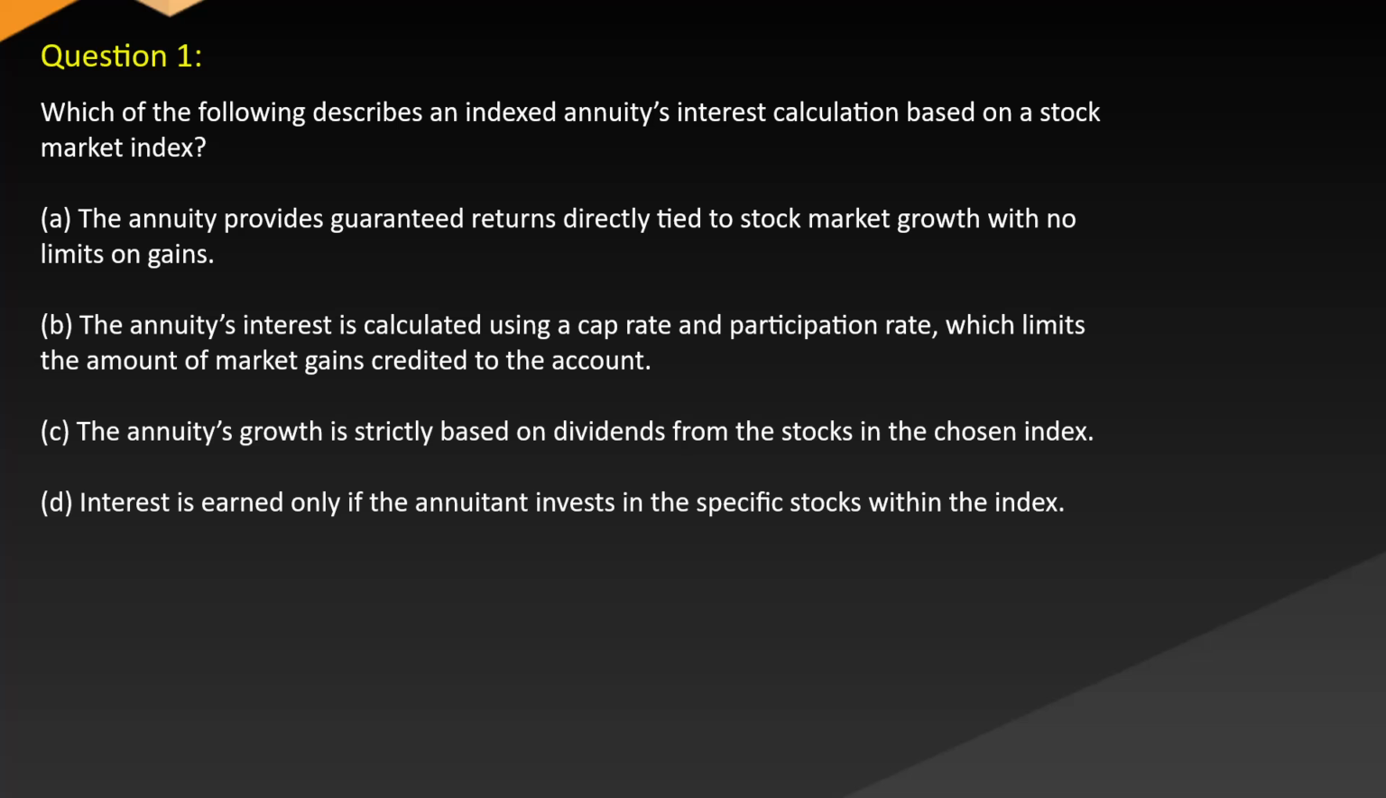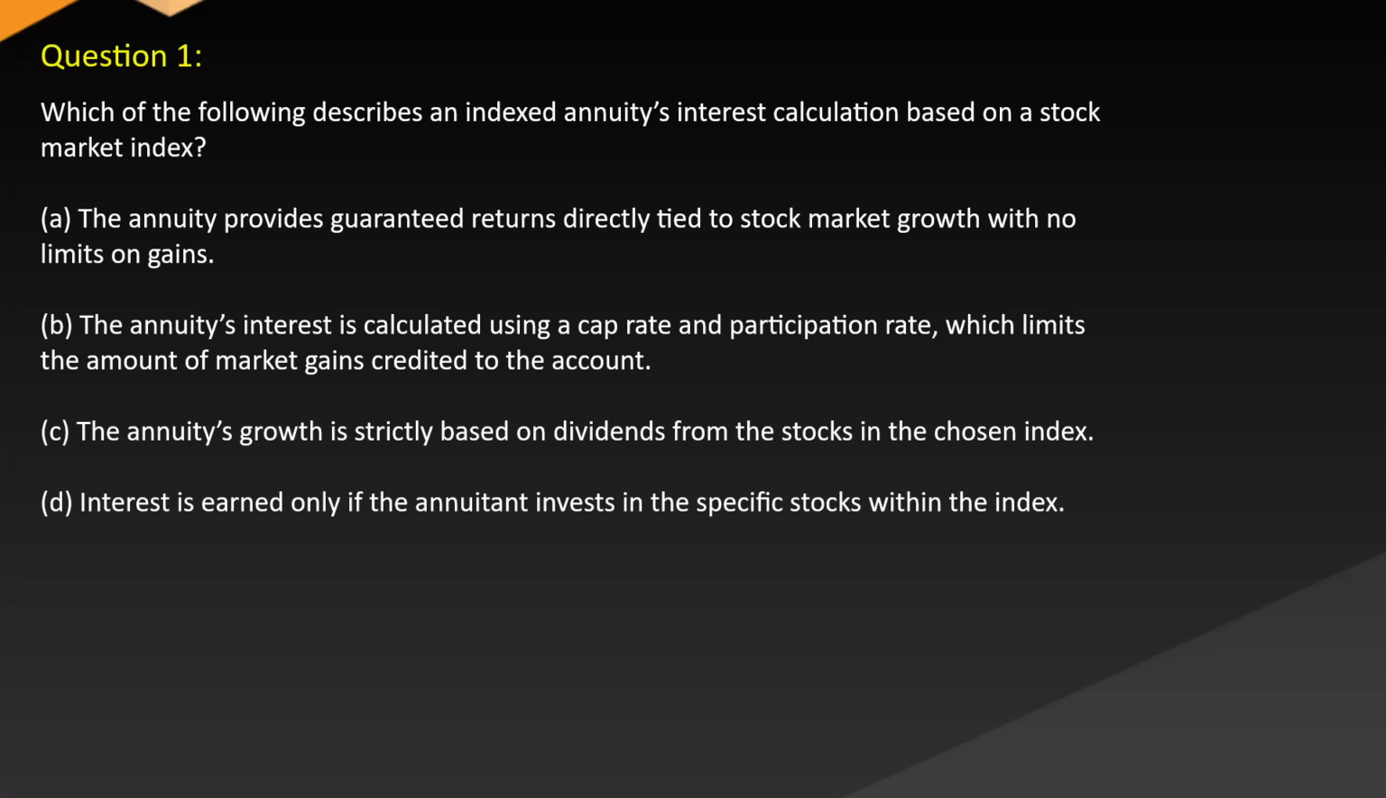Question 1. Which of the following describes an indexed annuity's interest calculation based on a stock market index? A. The annuity provides guaranteed returns directly tied to stock market growth with no limits on gains. B. The annuity's interest is calculated using a cap rate and participation rate, which limits the amount of market gains credited to the account.